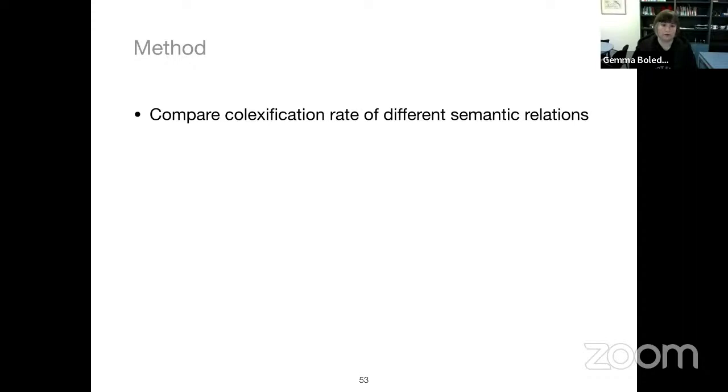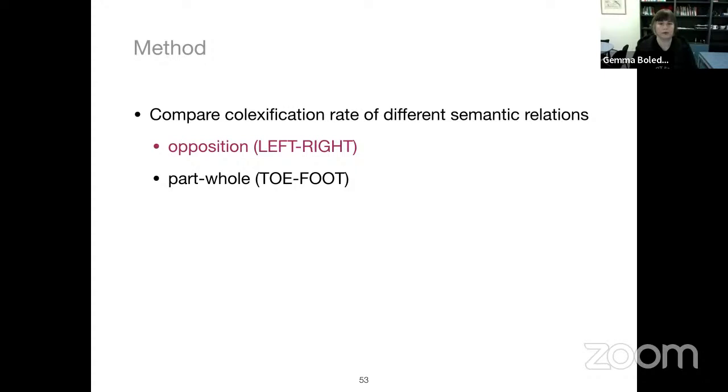And the way we go about testing this hypothesis is to take different semantic relations and compare their colexification rate. So we will check opposition and compare it to other semantic relations, in particular part whole. So toe is a part of the foot, so the meanings toe and foot stand in a part whole relation. And subsumption, calves or cattle. So the meaning cattle subsumes the meaning calf. And these three relations we will compare against, let's call it a control group or a default colexification rate, which is for meanings that essentially are unrelated, that have no semantic relation.